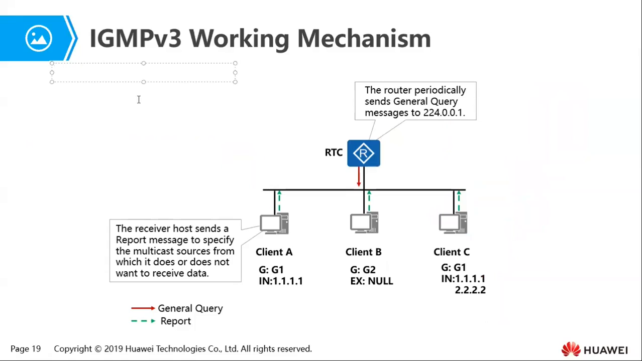Now IGMP v3 messages. IGMP version 3 specifies 2 types of messages, the query and the report message. Unlike IGMP version 2, it does not have a leave message. If members want to leave a group, they simply send a report message. So it's important to note that IGMPv3 does not have a leave message.